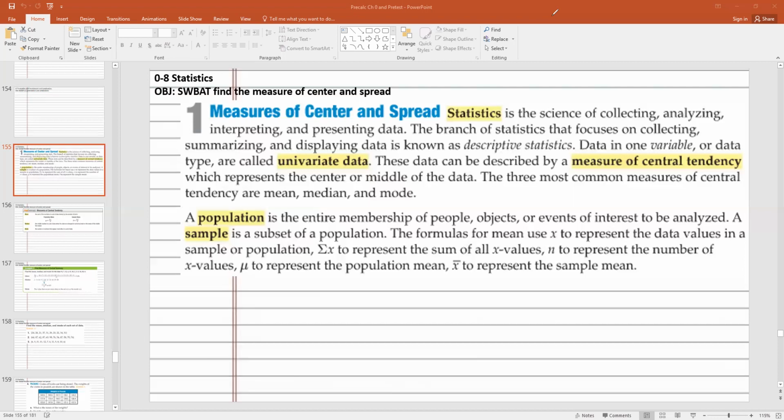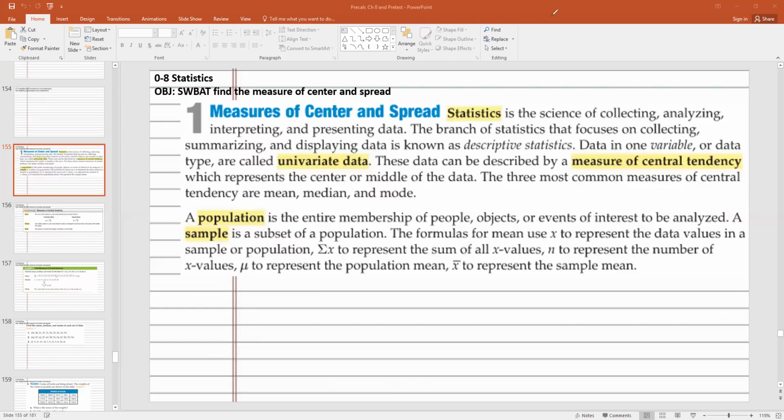Data in one variable or data type is called univariate data. These data can be described by a measure of central tendency, which represents the center or middle of the data. The three most important ones that you probably heard in middle school in 8th grade were mean, median, and mode.